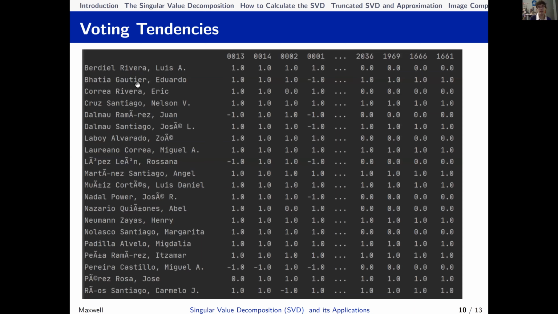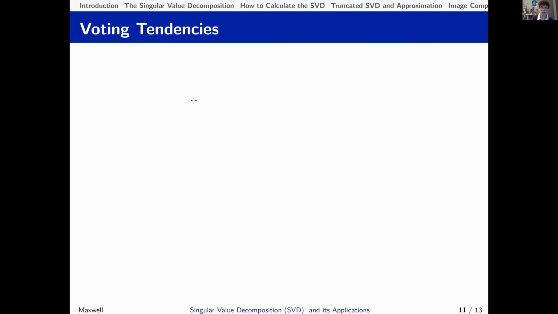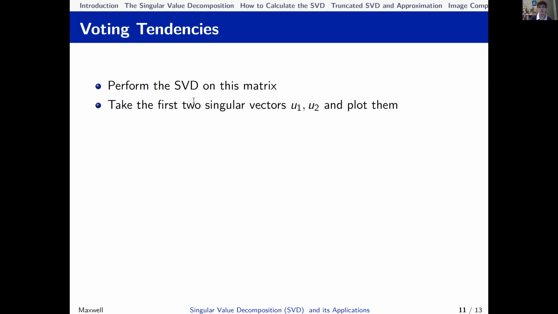Each senator has their own row, and each column corresponds to a bill number. And the entries are 1 if the senator voted yes on that bill number, -1 if they voted no, and 0 if they abstained or were absent. So now we have our matrix and we can use the SVD. So we perform the SVD on the matrix, and then we can take the first two singular vectors and plot them. We take the first two singular vectors because they're the most important ones, since the singular values in sigma are ordered from greatest to least.